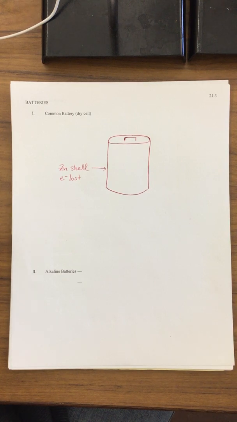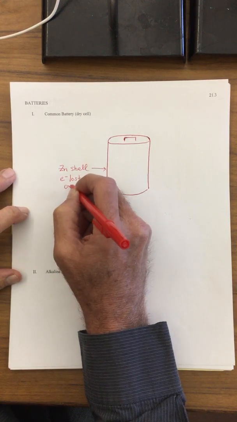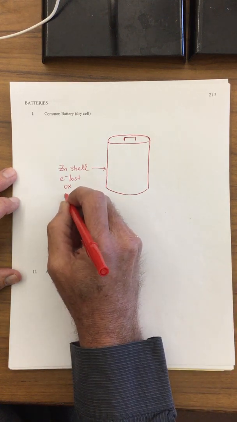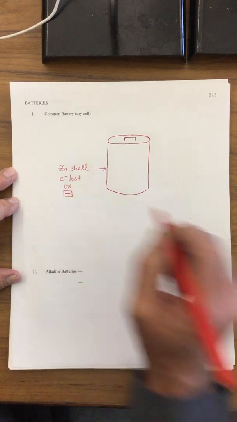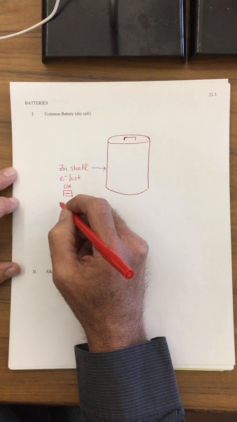If you're losing the electrons in this reaction, you are going to be oxidized. So in the oxidation reaction, this is the pitcher. It's throwing the electron. This is the source of the negatives, so it's the negative side. This is actually the anode.